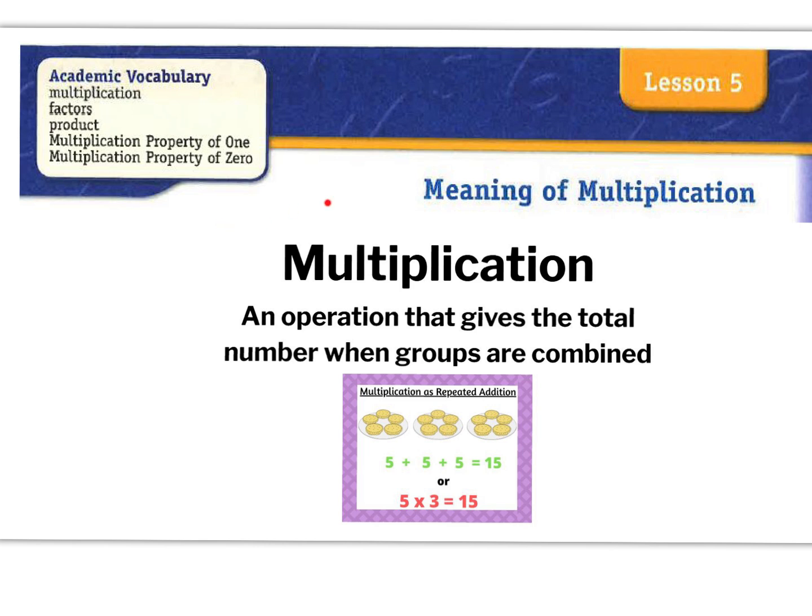All right, today we're focusing on multiplication. Multiplication is an operation that gives the total number when groups are combined. Here we have 3 groups. There are 5 pies in each group, so 5 plus 5 plus 5, 3 times. Or you can do 5 times 3, represent it that way. 5 times 3 is 15. So multiplication is like repeated addition.